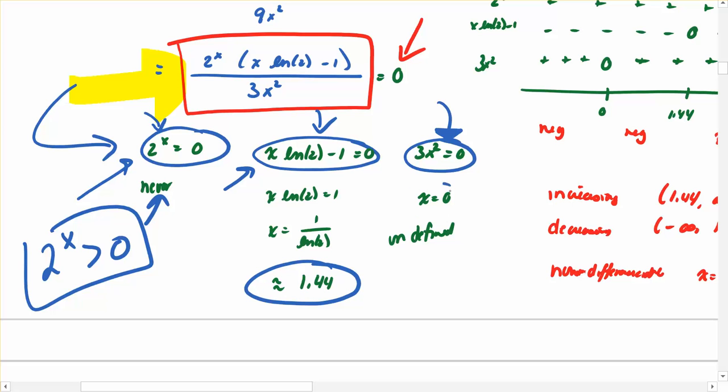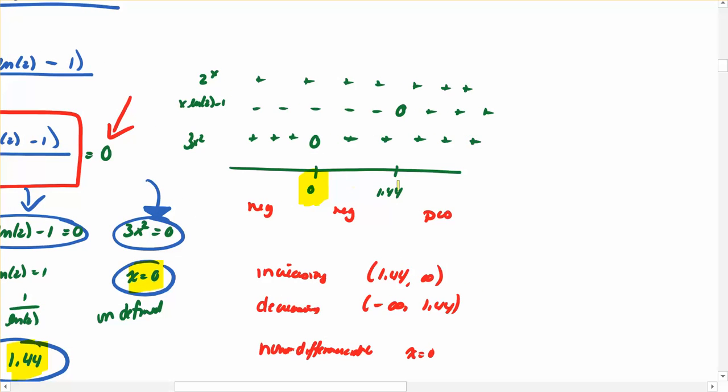And then it's undefined when x is 0. So what are the 2 values you need to put on your sign diagram? 1.44 and 0. So that's where these 2 numbers come from right here. 0 and 1.44. And you make your sign diagram.